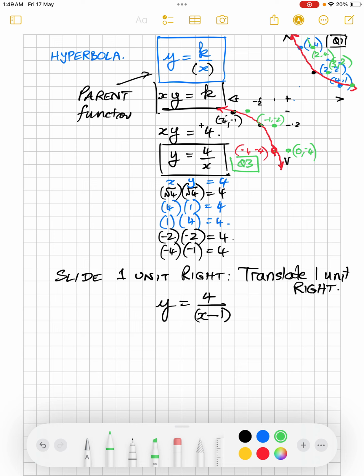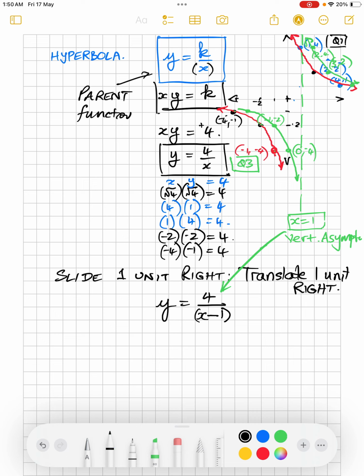Now if you sketch that graph, it would come down through here. And it would come down through here, just drawing that here. And what will happen is you get a vertical asymptote which has moved across from the y-axis to the x equals 1. And that becomes the vertical asymptote for this graph down here. Before, the vertical asymptote was in fact the y-axis, the x equals 0.